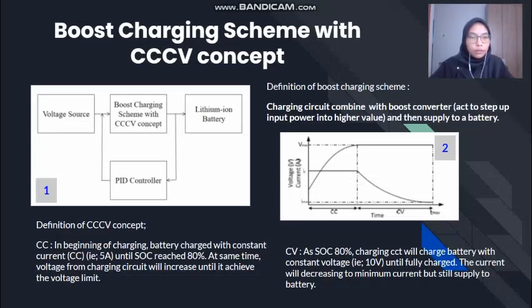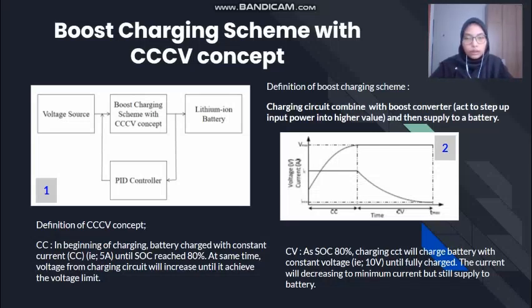The definition of the CCCV concept can be divided into two. The first one is CC. In the beginning of charging, the battery is charged with the CC concept. For example, the constant current is 5 ampere. The charging circuit will charge the battery with 5 ampere until the SOC reaches 80%. At the same time, the voltage from the charging circuit will increase until it achieves the voltage limit. We can also see the illustration of the definition of the concept for CCCV.